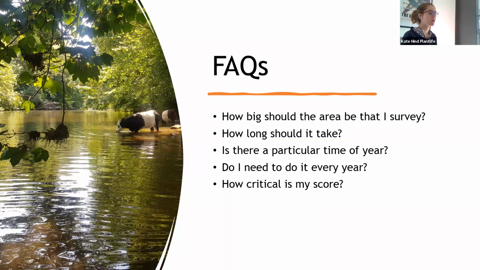So we have run quite a bit of training on how to do this survey, and these are the most common questions that we get asked. The first one is, how big should the area be that I survey? And generally our answer is, the first thing is you really need to record where you survey, because if you want to go back, or if you decide to submit the results to us, you want to be able to know exactly the area that you've surveyed. So it might be that you've only done a small section of a wood, or you might have done the whole of a wood, but you just need to keep an idea of which part that you've done.